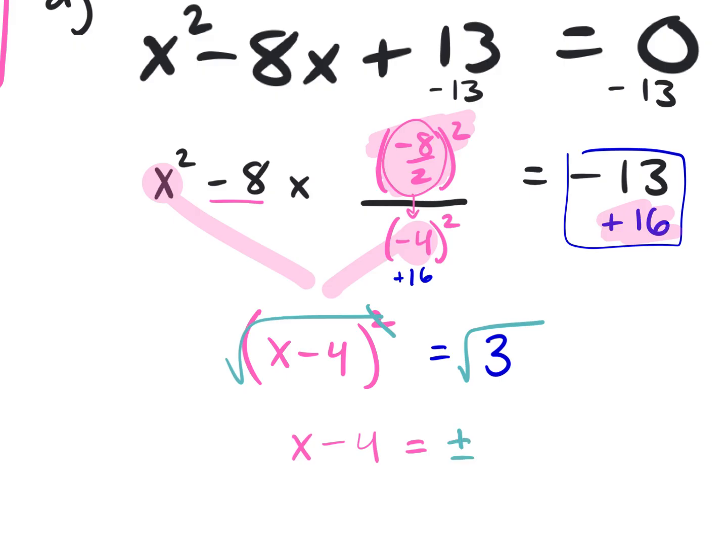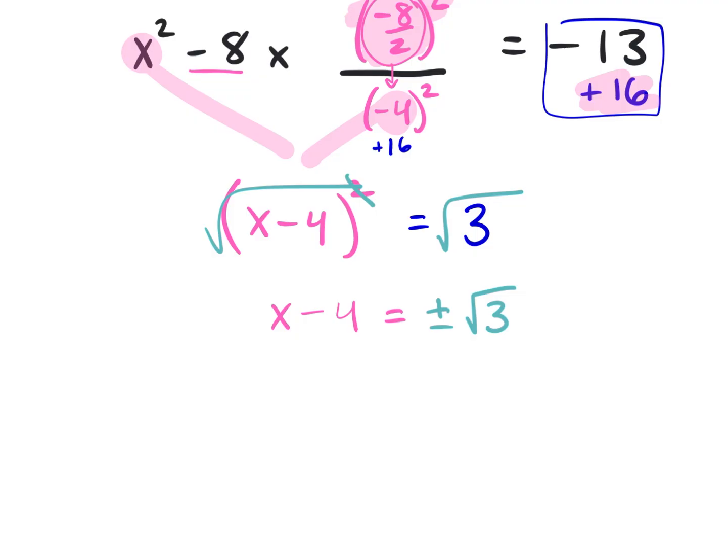Can I simplify the square root of 3? No, so plus or minus square root 3. Can't do anything with that. We're just going to leave it. And then we're going to add the 4. Can I combine the 4 to square root 3? No. When you can't combine them together, you just want to leave them separate. So we have x equals 4 plus or minus square root 3. So this is our answer.